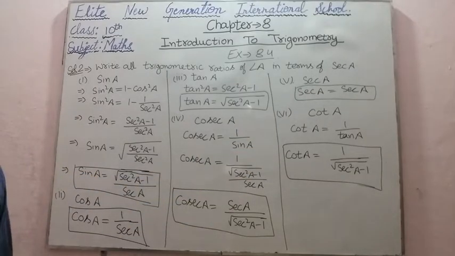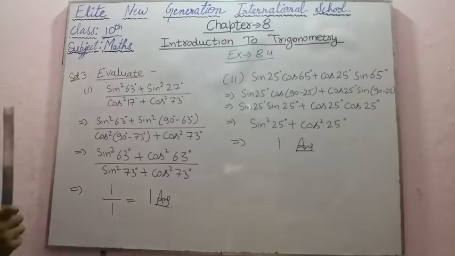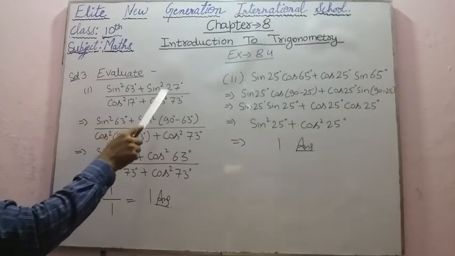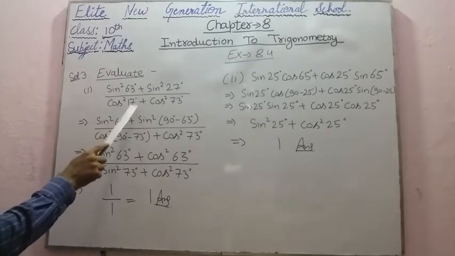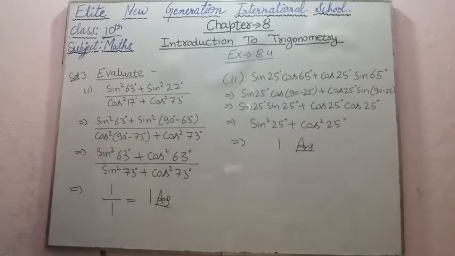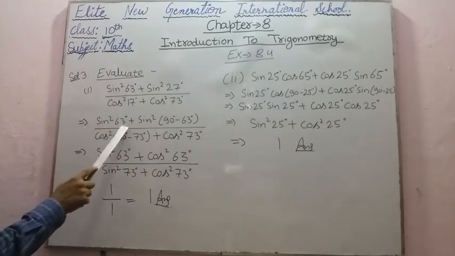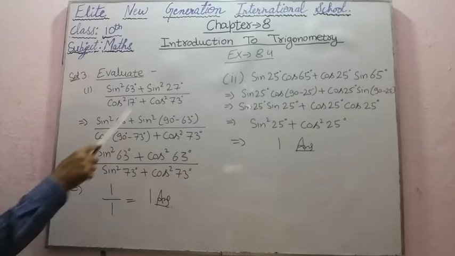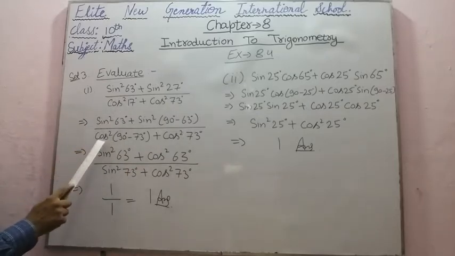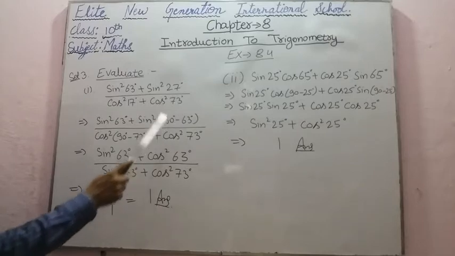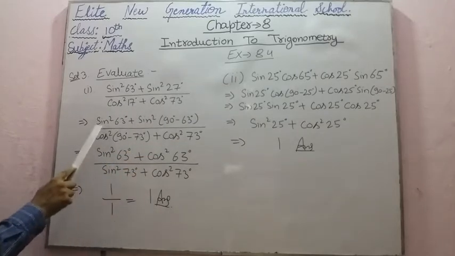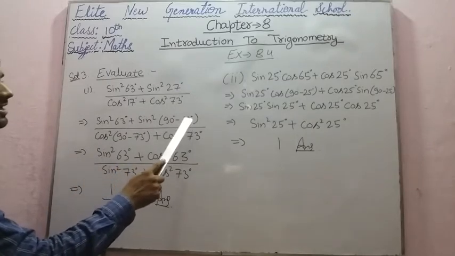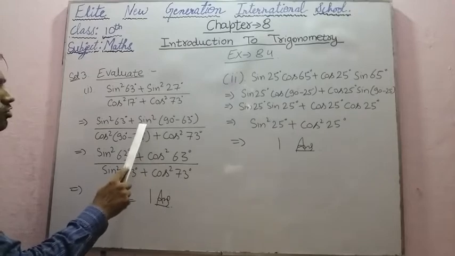Now see the next question. After this, see question number 3. In question number 3 we have to evaluate. The first part is sin square 63 degree plus sin square 27 degree upon cos square 17 degree plus cos square 73 degree. Here we can write sin square 63 degree plus, in place of sin square 27, sin square 90 minus 63, upon, in place of cos square 17, cos square 90 minus 73, plus cos square 73. Now by using the identity sin 90 minus A equals cos A, sin square 63 will become cos square 63.